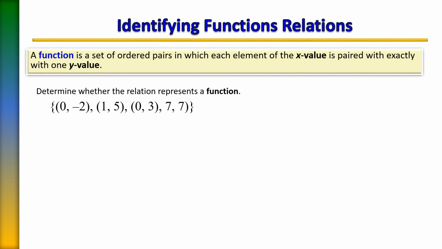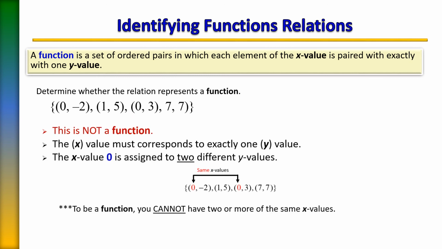So would you say that this is a function? If you said no, that this is not a function, you are correct. And the reason for that, notice here, is that we had our zeros in the x place repeat themselves. So therefore, this is not a function. To be a function, you can't have two or more of the same x values.